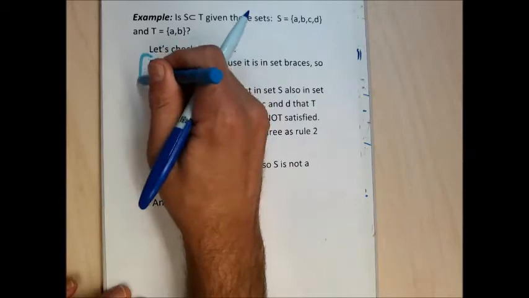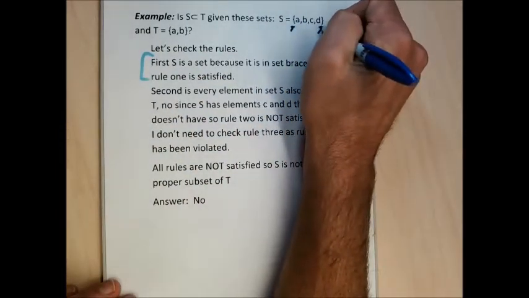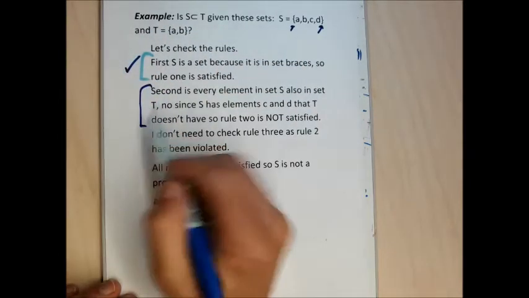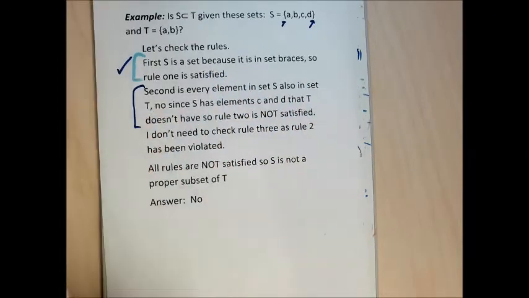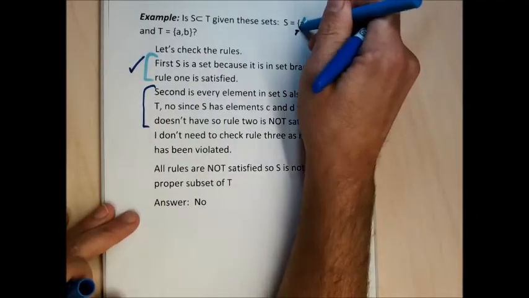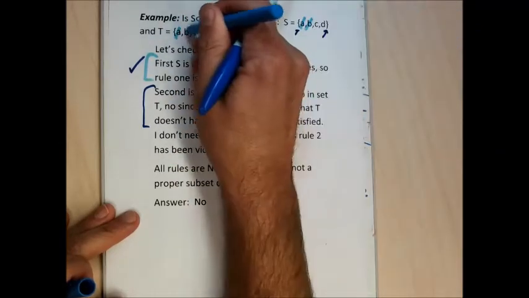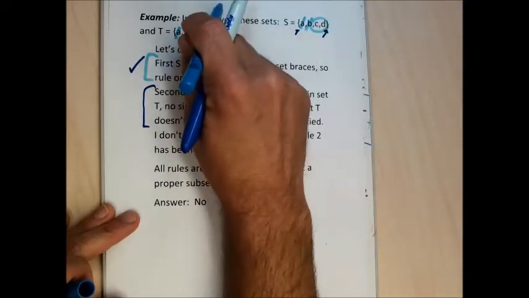First rule, S has to be a set. S is a set because it has the set braces. So I've satisfied rule 1. Second rule, every element of S has to be contained in set T. So let me look at the elements of S. A is in S, it's also in T. B is in S, it's also in T. But C and D are in S and they're not in T.